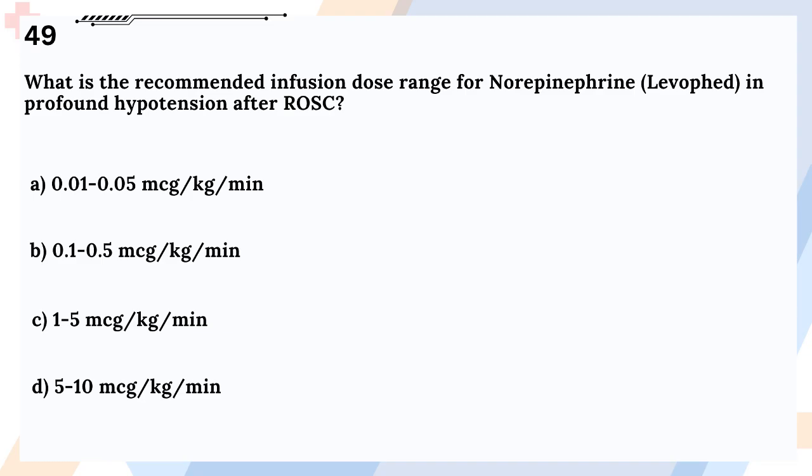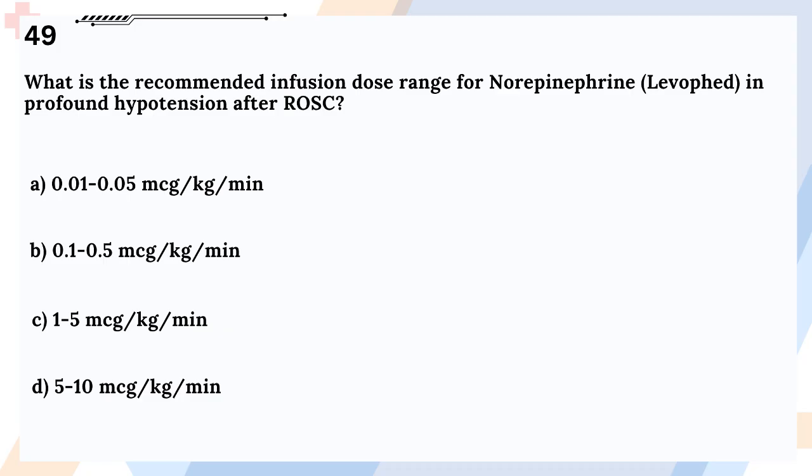Question 49. What is the recommended infusion dose range for norepinephrine, Levophed, in profound hypotension after ROSC? A. 0.01 to 0.05 mcg/kg/min. B. 0.1 to 0.5 mcg/kg/min. C. 1 to 5 mcg/kg/min. D. 5 to 10 mcg/kg/min.